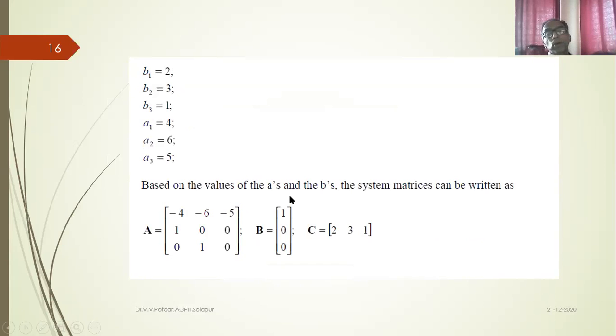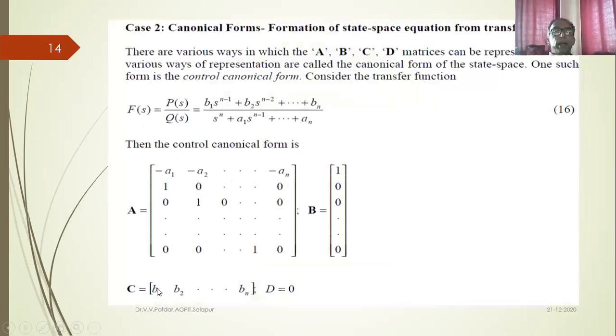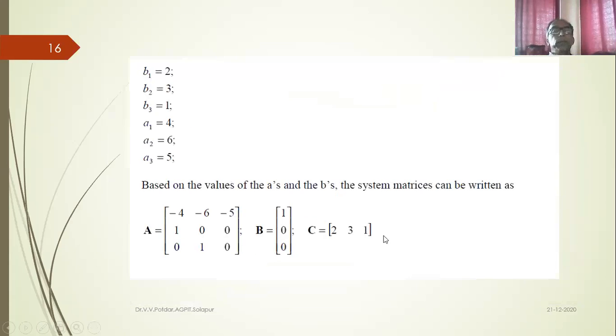Based on the values of a's and b's, the system matrices can be written, as we already have that format. The first row is minus a1 to minus an, and the row matrix is b1 to bn, so 2, 3, 1 is here. The system matrix is minus 4, minus 6, minus 5, 1, 0, 0, 0, 1, 0. B is equal to 1, 0, 0. So I have identified from the transfer function the system matrix, the output matrix, and the input matrix.